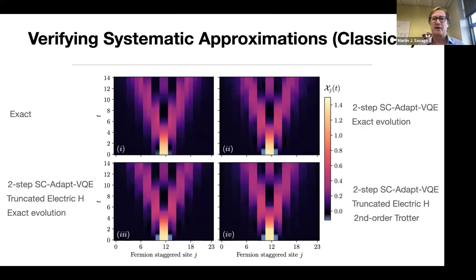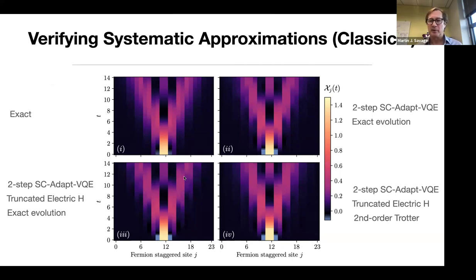To compare the systematic approximations, this is all classical. This is not on the device. The upper left is the exact result that we were seeking under time evolution of 14 Trotter steps. The lower right corresponds to the result obtained with all of the truncations and approximations that we implemented. And you see that to better than a percent level, one reproduces what you expect for the time evolution. So this again is the chiral condensate.